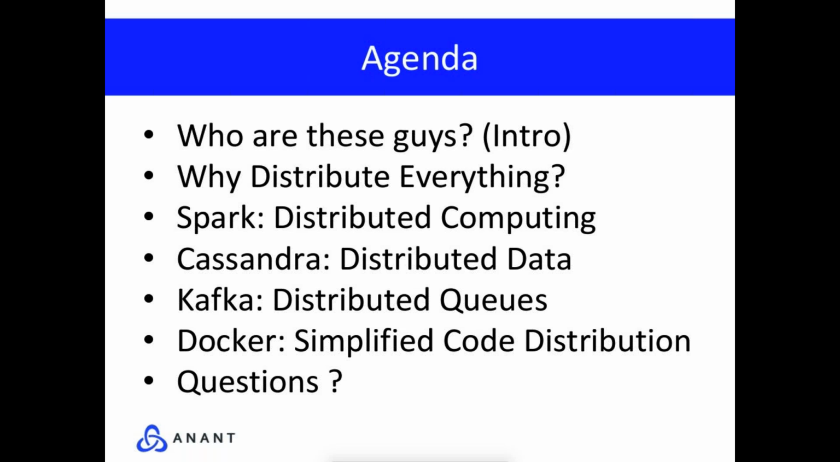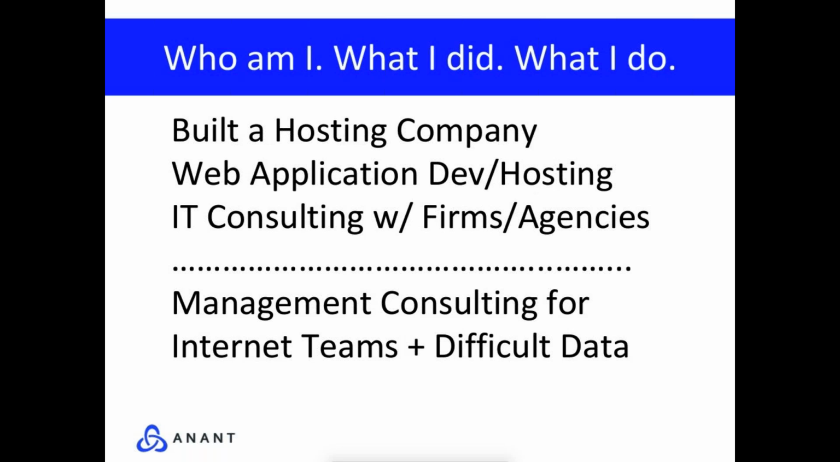And then I'll talk about distributed computing. We'll talk a little bit about Spark, Cassandra, and Kafka, because these are reactive technologies that are out there today that can scale with the needs of an organization. And then finally, we'll talk about how Docker can help scale these type of solutions.